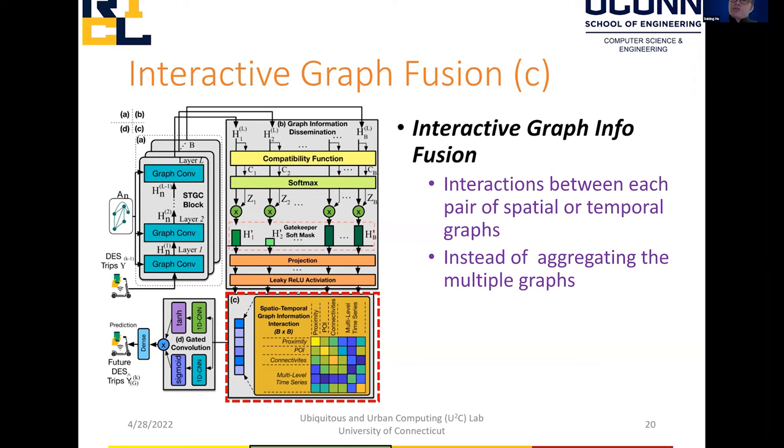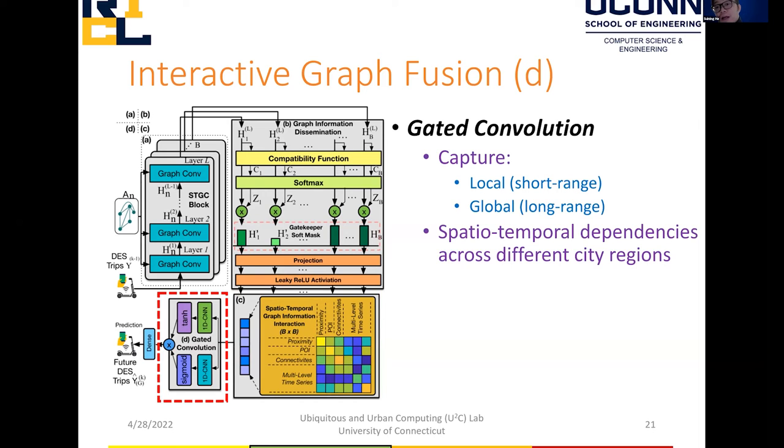It's just to try to avoid aggregating the conventional multiple graphs, to see whether we can further leverage more information. And finally, we have the gated convolutions, which try to capture the local and global correlations across different regions. And we capture the corresponding dependencies across those prediction results.